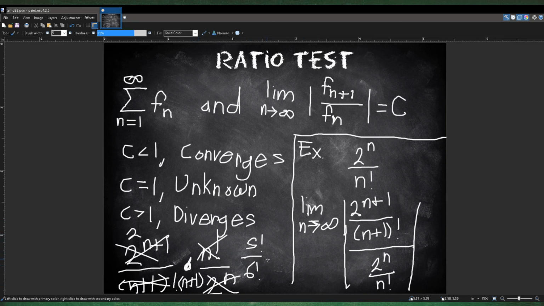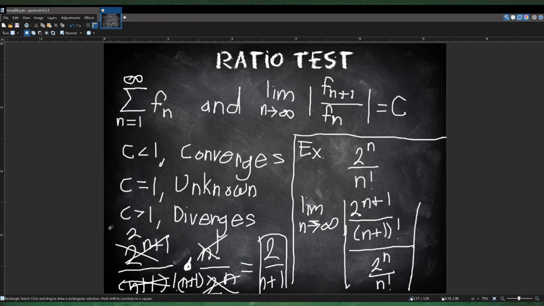The reason we could just leave a 6 on the bottom is because 5 factorial is just 5 times 4 times 3 times 2, and 6 factorial is just 6 times 5 times 4 times 3 times 2. Cancel out the 2s, the 3s, the 4, the 5. What do we have left? The 6. And that's the reason we could use factorials for the ratio test, because it factors out really well. So all this simplifies down to just the 2 on the top and the n plus 1 on the bottom.